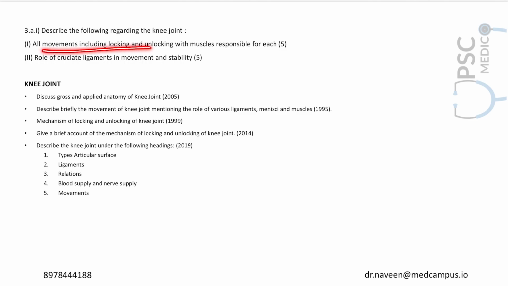Okay, so they're asking what are the movements, what is the role of cruciate ligaments in movement and stability. You have to elaborate on that. And also locking and unlocking is kind of the easiest they can ask, and it's also a repeat from the test series. Okay, in the test series, it's a test series anatomy question.